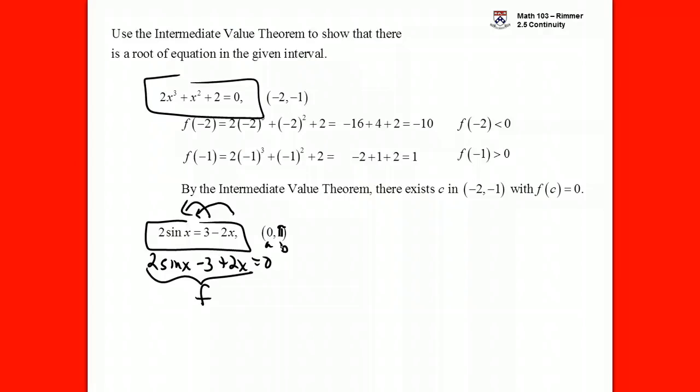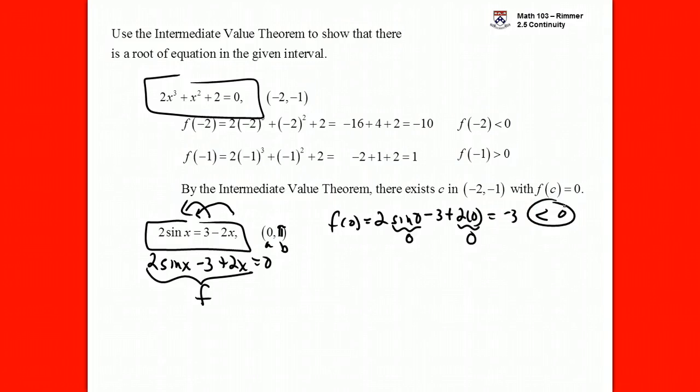Oh wait, I think I'm in trouble. I shouldn't use pi. I think I need to use measure. Oh no, I'm good. Yeah, 0 works. What is f of 0? 2 times the sine of 0, take away 3, plus 2 times 0. 2 times 0 is 0. What's the sine of 0? 0. All right, so this guy's negative 3, less than 0.